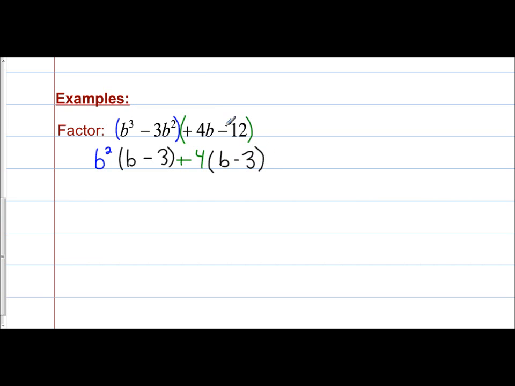And so at this point, when factoring by grouping, if your pairing was correct, the two parentheses you have left should be exactly the same. And what happens is I have these in common, so I can factor out this b minus 3. And then you look at what remains, and what remains is my b squared plus 4.